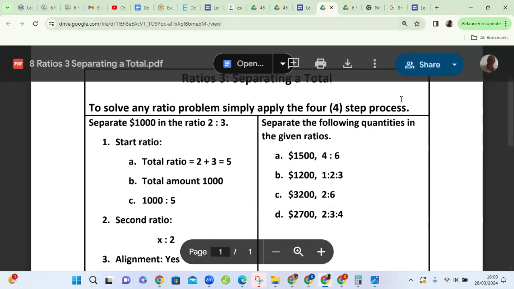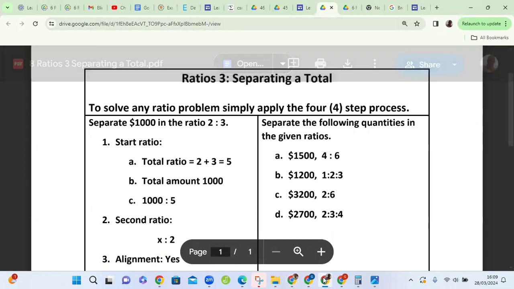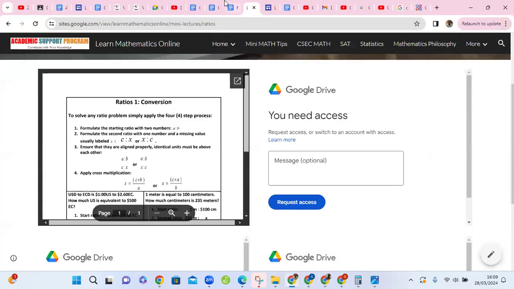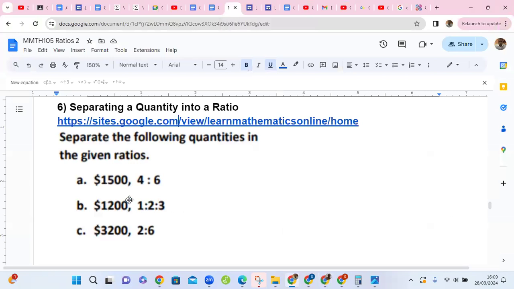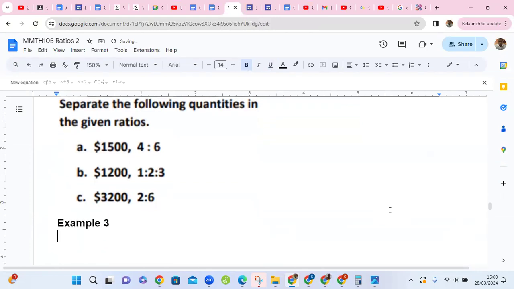So for example, we have a total of 1,500 and we want to separate it into a ratio 4:6. Okay. Now we can create another example because there are just 3 of them. So best I create a new example. It would be wiser to do that. And let us say we've got an amount of $5,400 and the ratio you've got is 3:7.